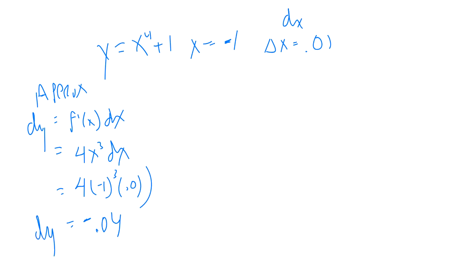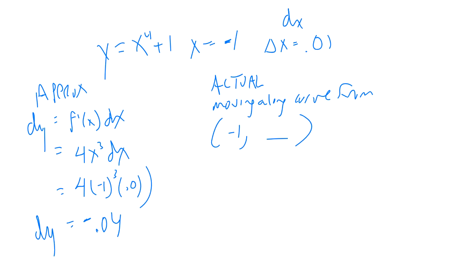Let's look at the actual. To do that, I'm moving along the curve from negative 1, some y value I have to find, to negative 1, and I move plus 0.01. I'm at negative 0.99.